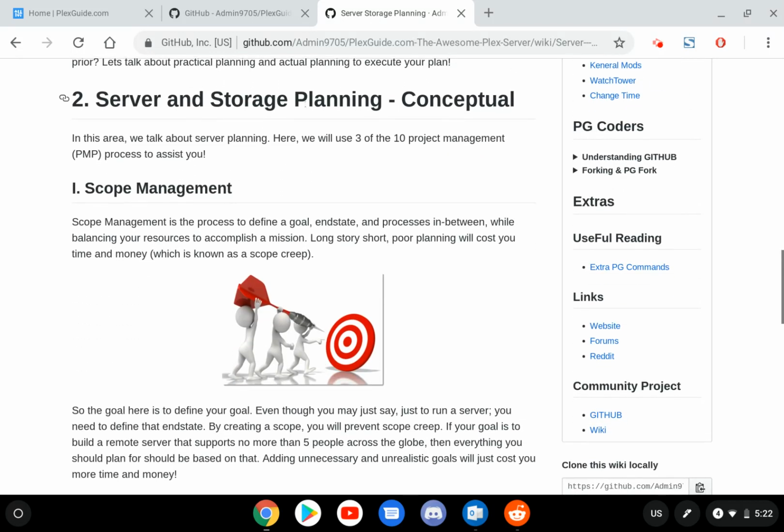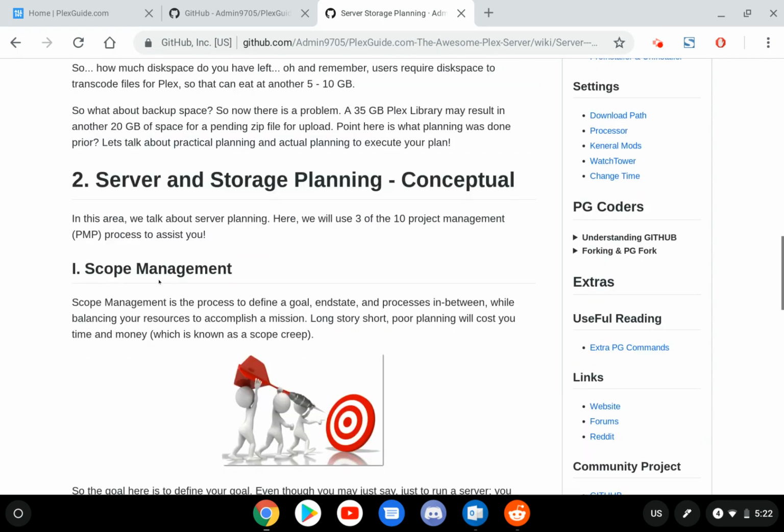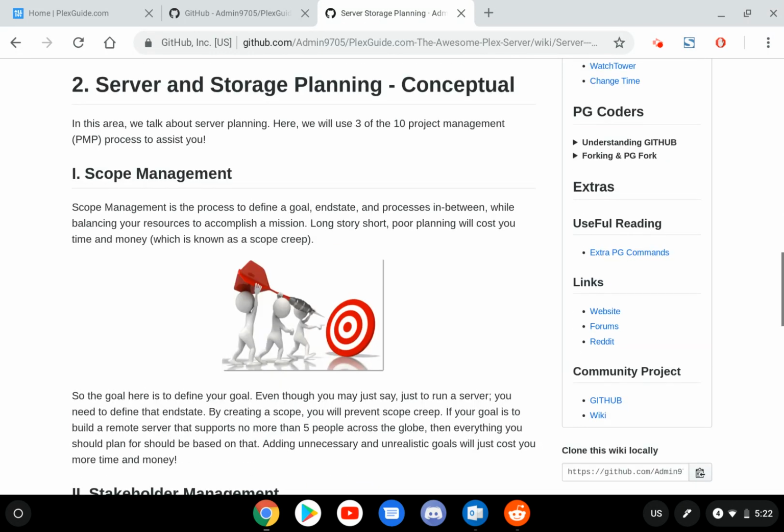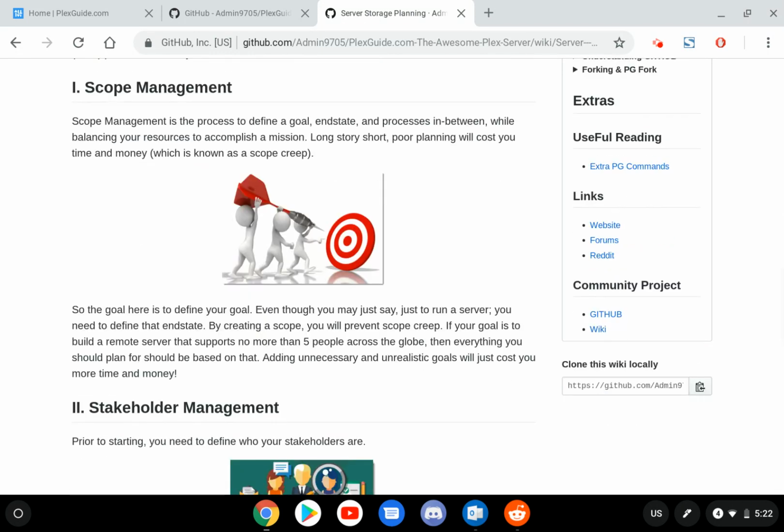So with the server and storage planning conceptual, I'm a certified project manager in real life. I have an IT focus. I do have business certs, but project management does come into play. And I love project management because it gives a framework for how to look at things. So what you have to understand is, before actual planning, remember how we were talking about planning again? You need to understand some basic concepts.